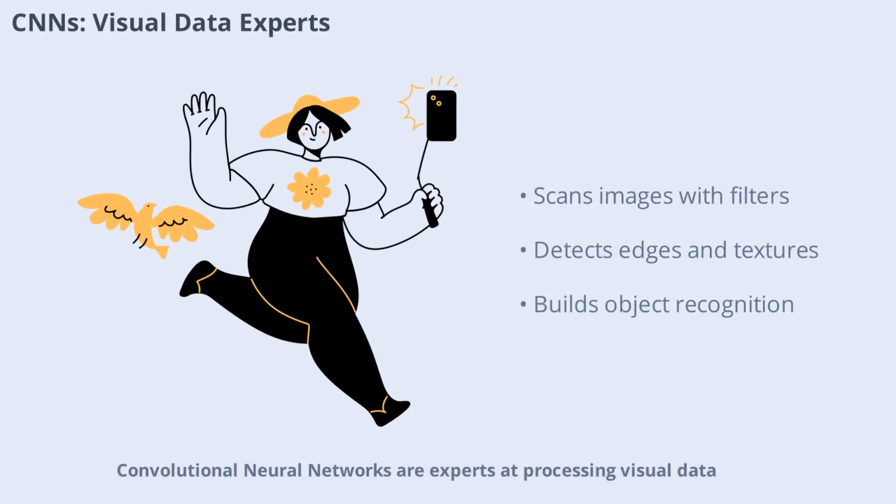Convolutional neural networks are experts at processing visual data. By using sliding filters to scan images, CNNs detect low-level features like edges and textures, building up to full object recognition. This specialized architecture has enabled machines to excel at tasks like face detection, object tracking, and autonomous driving.